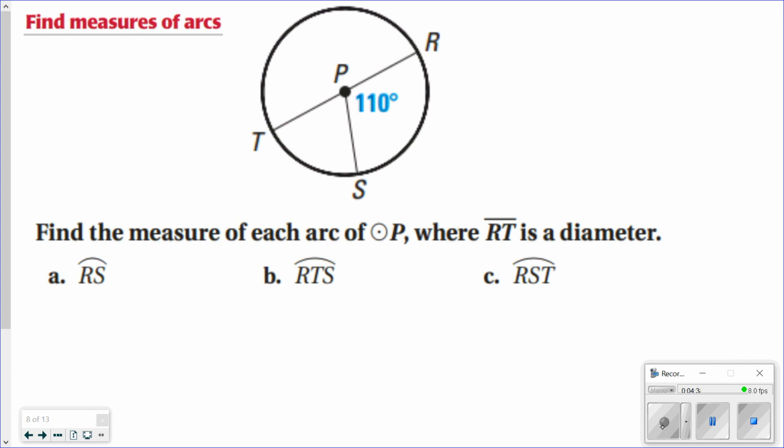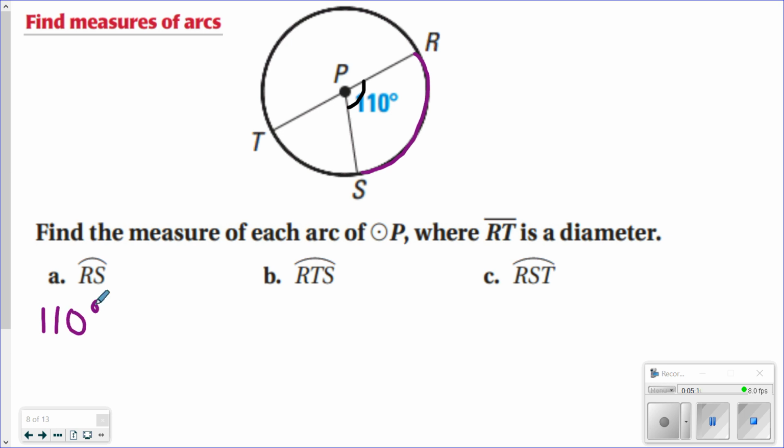Next, we're going to find measures of arcs. So we want to find the measures of each arc in circle P, where RT is the diameter. So right now, we know that this measure here is 110 degrees. So which arc is also equal to 110 degrees? Well, it would be the arc that's associated with that angle, which is right here, and that is arc RS. So for A, we know that that arc is equal to 110 degrees.